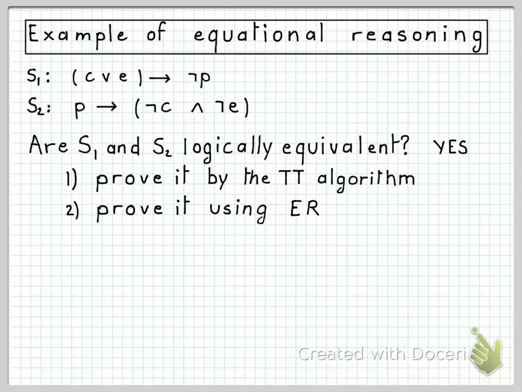Now remember that equational reasoning is a useful approach when you're trying to prove that two propositions are logically equivalent. The way it works is you start with one of those propositions and you repeatedly replace components of it using known logical equivalences until you end up with the other proposition. The one you are trying to prove is equivalent to the first one.